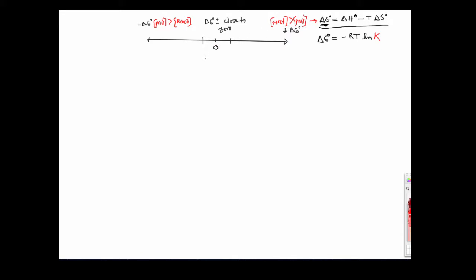And when we're close to zero, that's a situation where the amount of products is equivalent, I'll write it this way, equivalent to the reactants, based on the proportion determined by the coefficients in the balanced chemical equation.